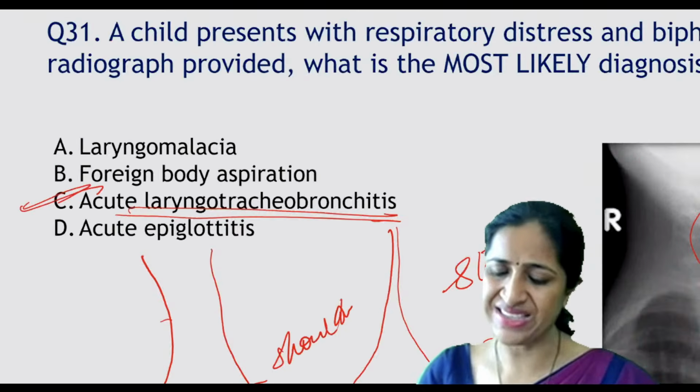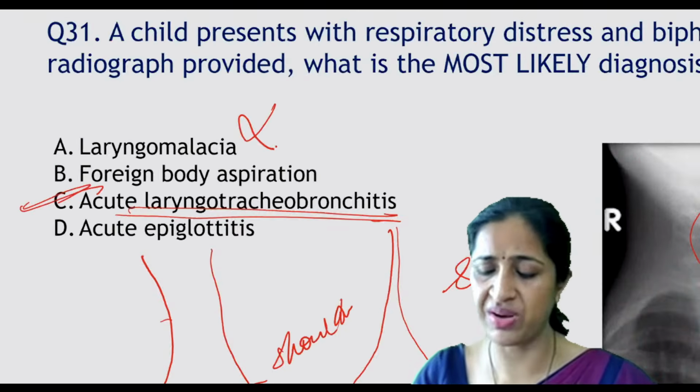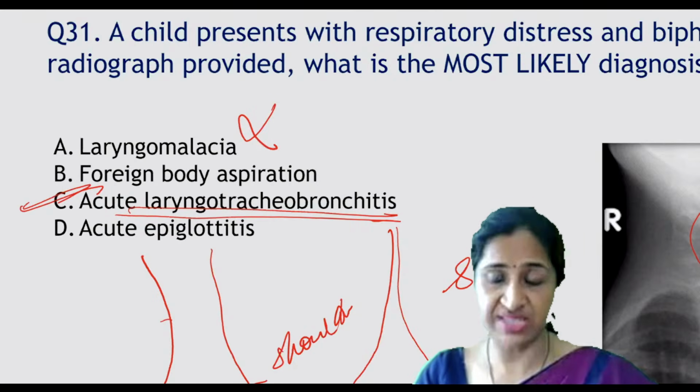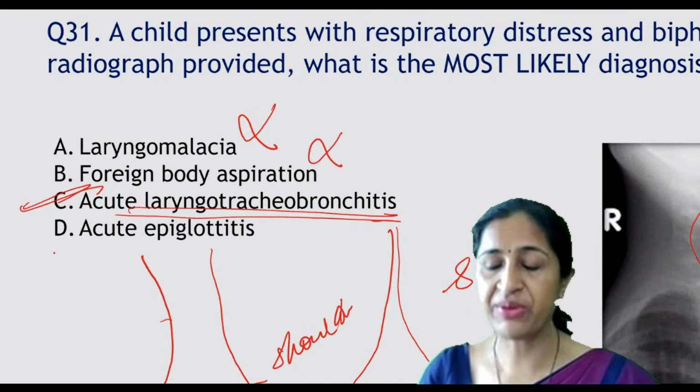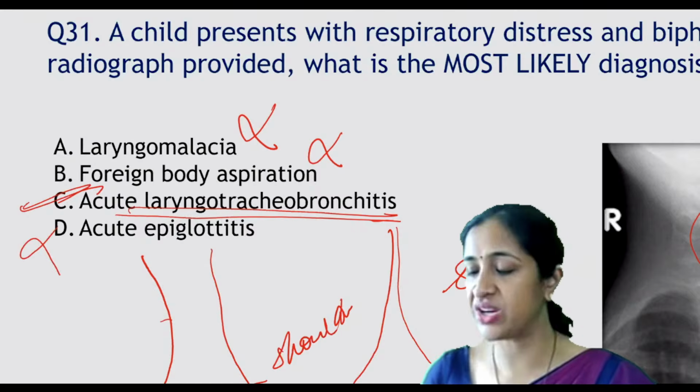Okay, let's see the others. In laryngomalacia, do you have steeple? No. Foreign body aspiration, we discussed what you will have. Epiglottitis, you will see a thumb sign. So none of those are correct.